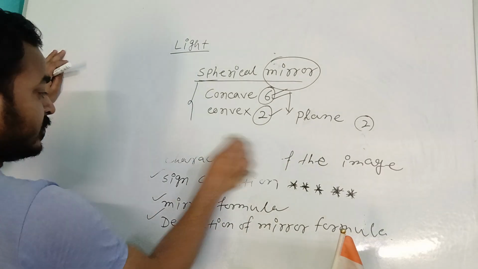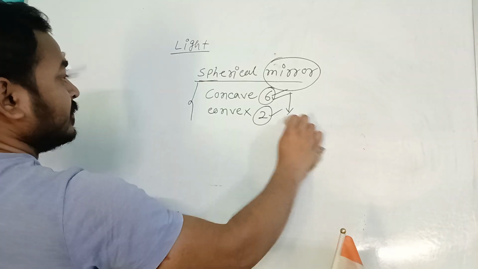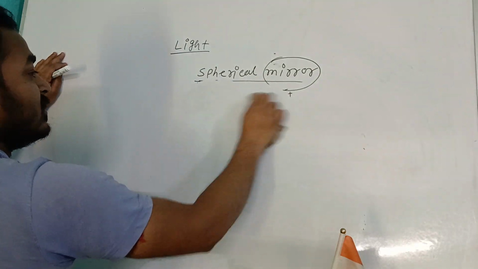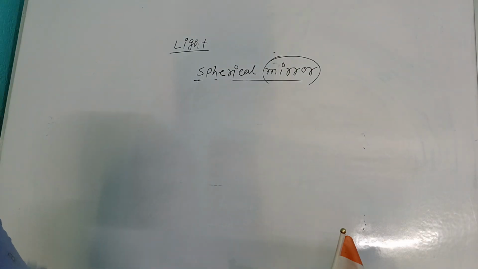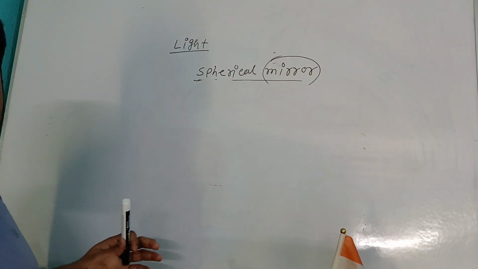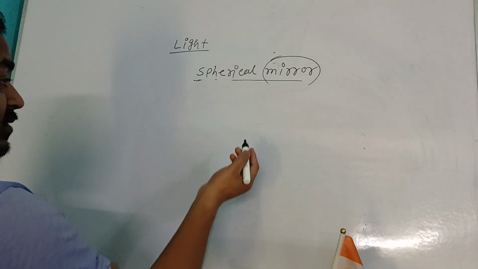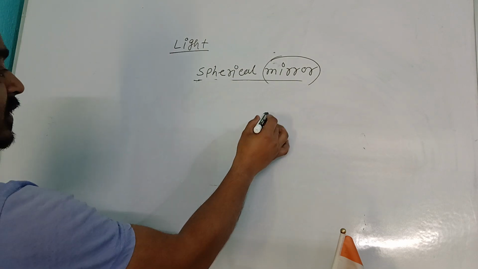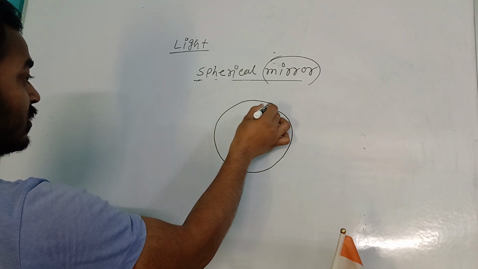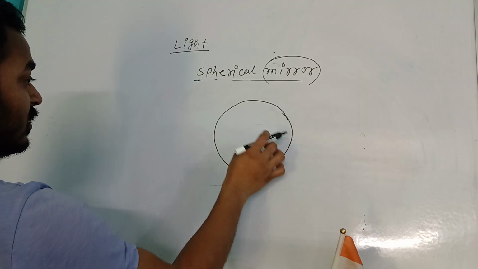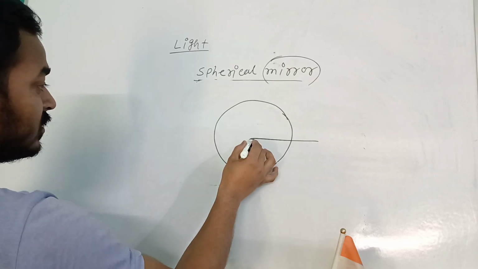A spherical mirror means either a concave mirror or a convex mirror. First, what is a sphere? Sir, this is the circle. Yes, this is a circle if I consider it on this 2D plane. So how do we show this is a sphere?